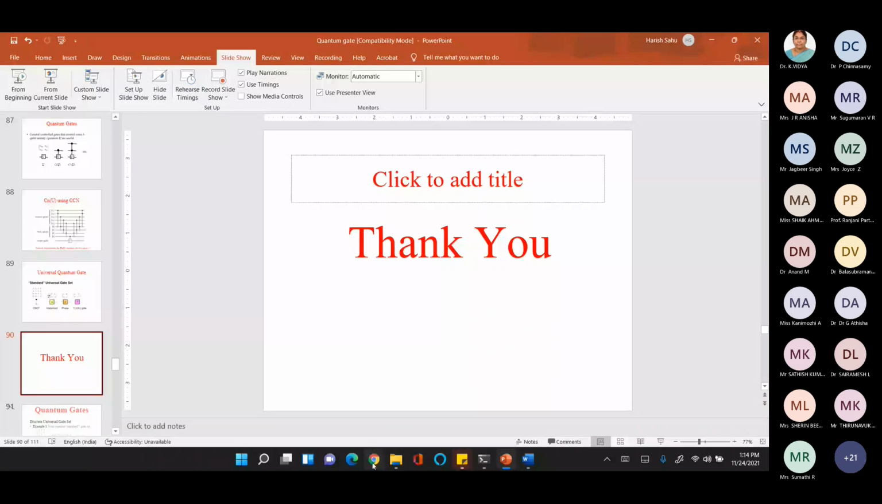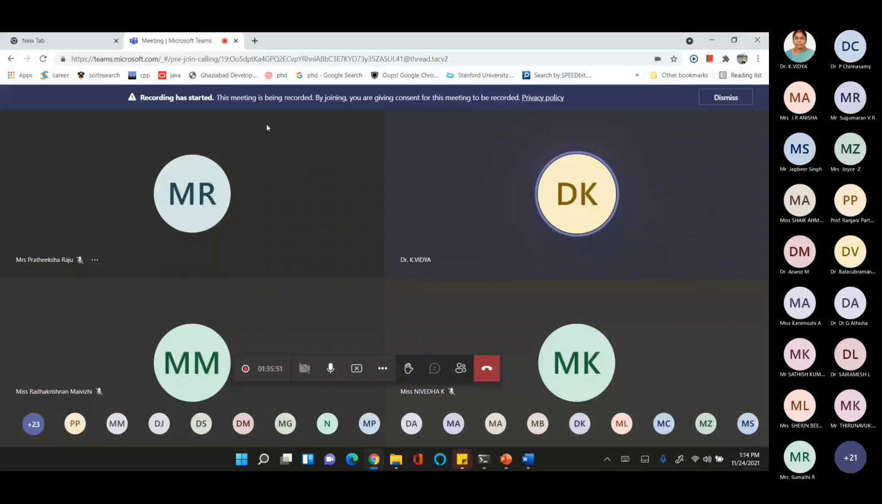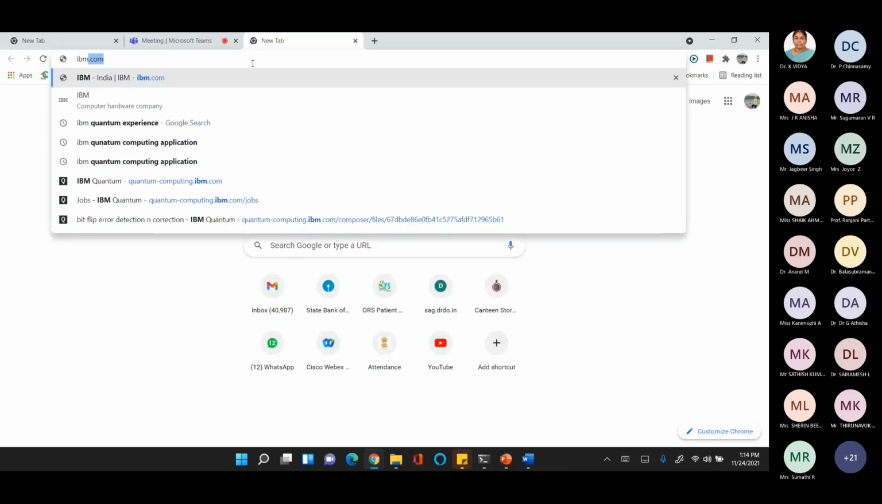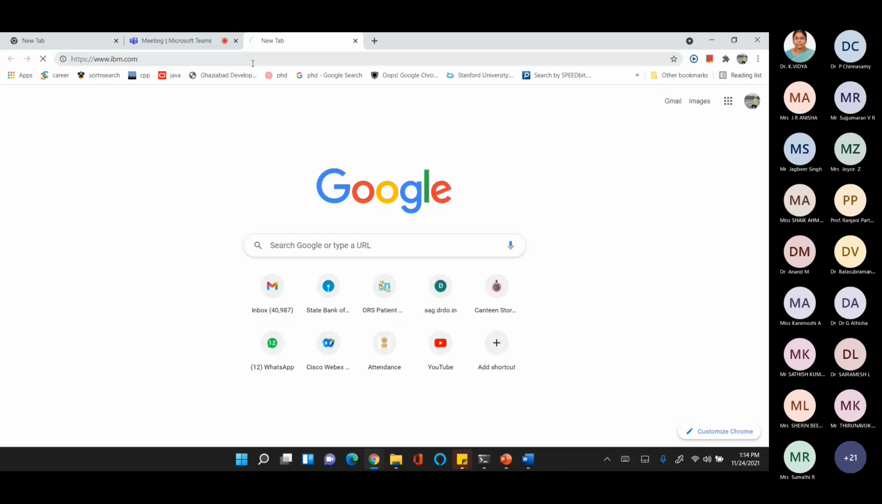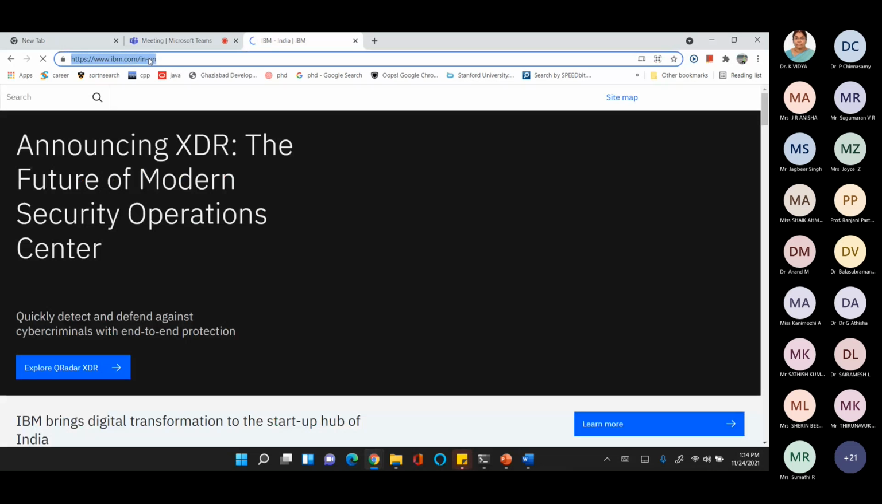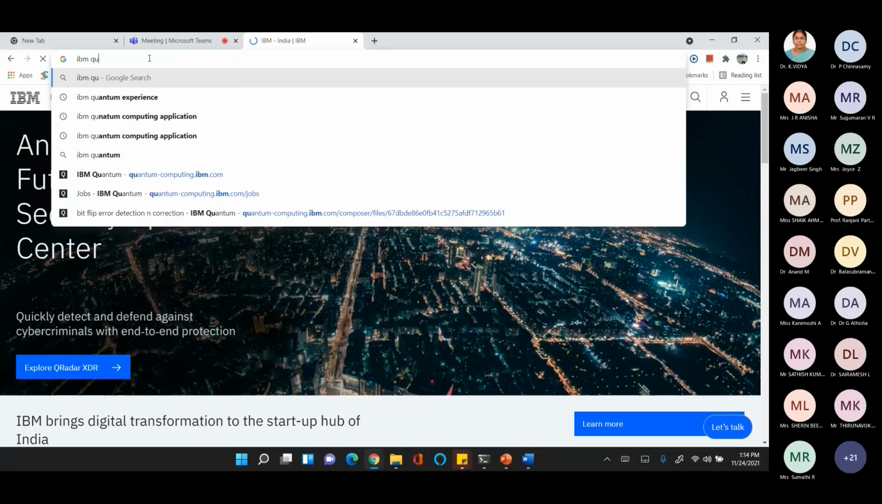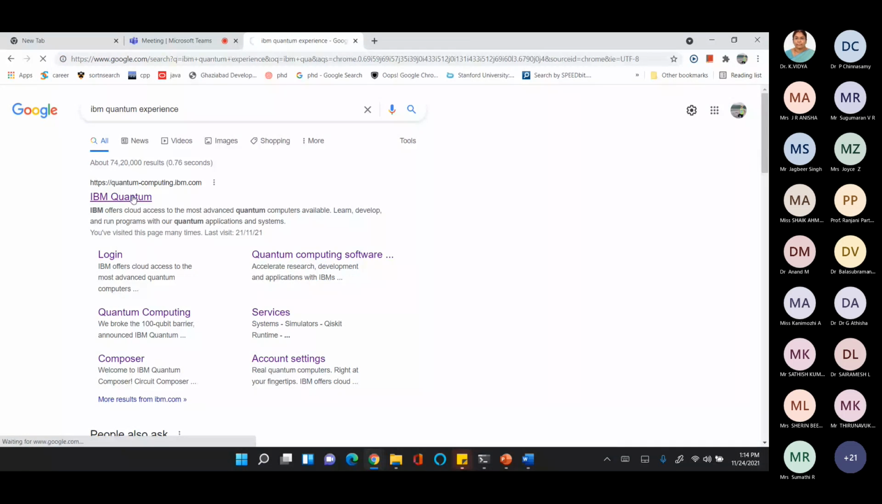So this thing we have understood very well, but if you are able to visualize those things on the IBM platform, then you will be able to understand better. Just a second. Did anyone try this website? I told about it in my first session. Did anyone try to log in to that website and create some quantum circuit?